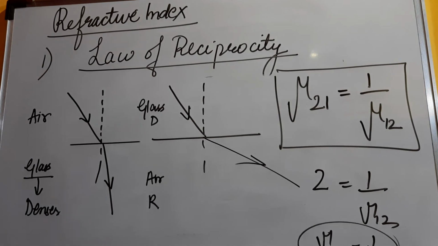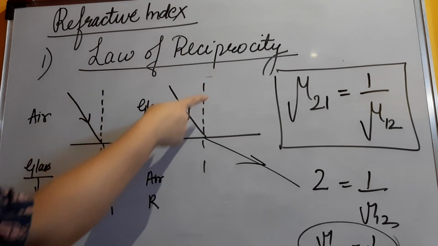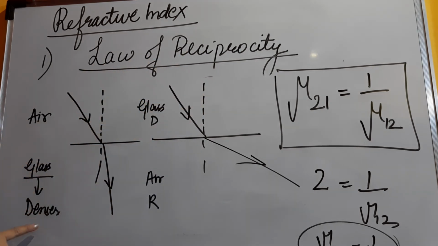So this is the first point about refractive index that you have to remember, which is basically the law of reciprocity. If light ray moves from air to glass, it is moving towards the normal. If it is moving from glass to air, it is moving away from the normal. So the reciprocal is happening. In the formula also we have taken the reciprocal.